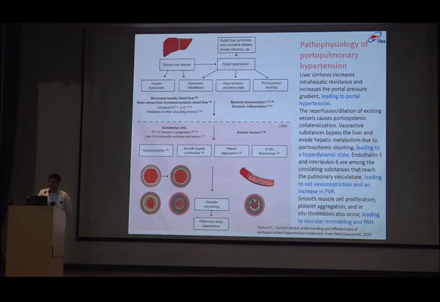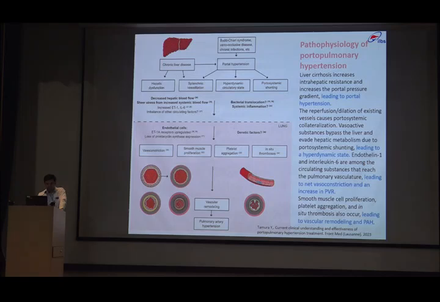So what are the pathophysiological mechanisms behind portopulmonary hypertension? As we know, in cirrhosis, there is an increased resistance and increased portal pressure gradient that leads to portal hypertension, further leading to a hyperdynamic state in which there is an increased endothelin 1 and interleukin 6, which reach the portal and pulmonary circulations, leading to a net vasoconstriction and increase in pulmonary vascular resistance.